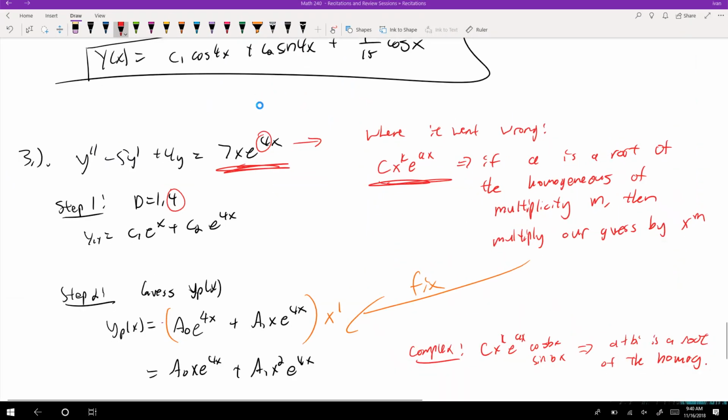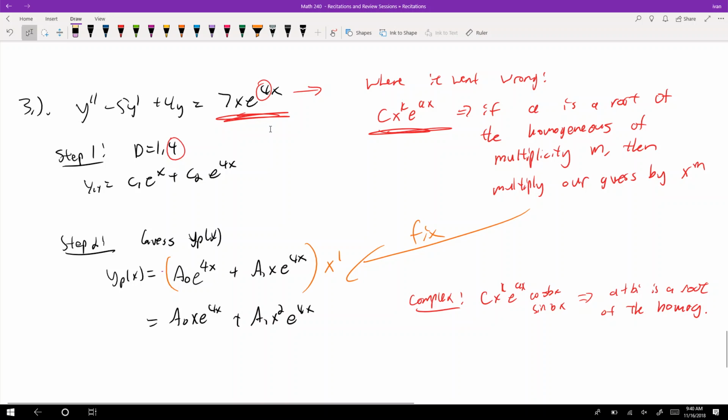Okay, so is everyone okay with this guess part? Because you'll never get a differential equation that doesn't have something going on with it, and so this is a really common thing that happens. Okay.